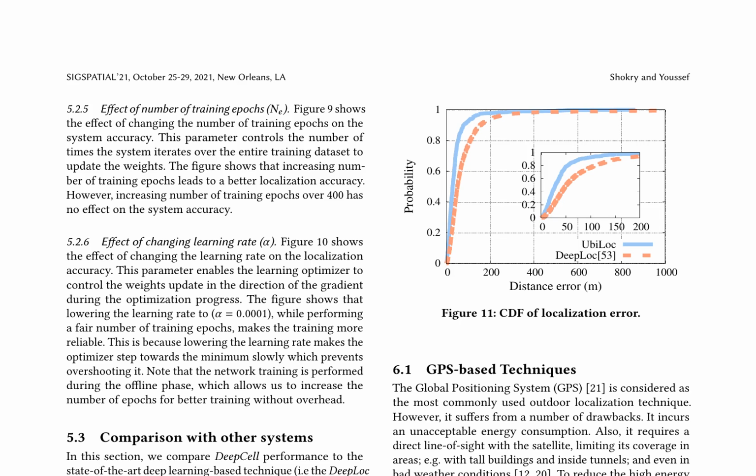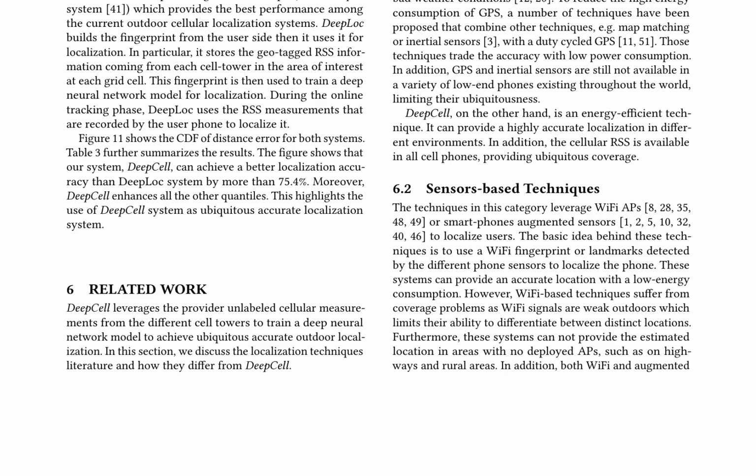outperforming state-of-the-art techniques. The impact of various parameters on DeepCell's performance was studied, including fingerprint models, grid spacing, augmented samples, cell towers density, training epochs, and learning rate. The optimal deep network model structure consists of 3 hidden layers with 256, 128, and 64 neurons, yielding consistent accuracy. DeepCell's accuracy is enhanced by incorporating active cells information, spatial augmentation, and cell towers density.